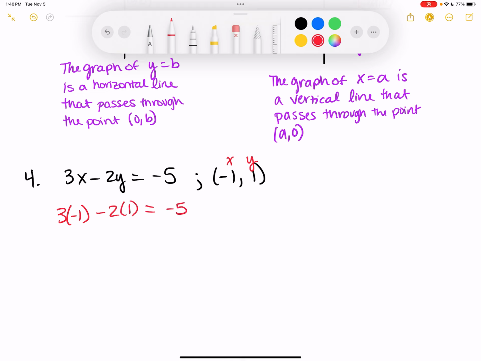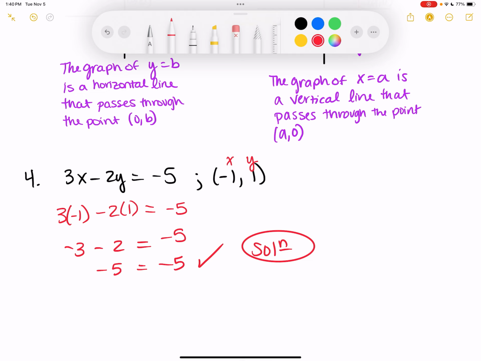So I need to see if the left side is equal to the right side. 3 times -1 is -3, and -2 times 1 is -2. So -3 minus 2 equals -5. -5 equals -5, and so that is a solution. So you just need to write that it is a solution. You can abbreviate solution like I do. If you want to write the whole word out, that's fine.